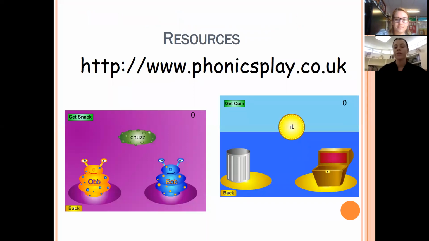There are lots of really useful phonics resources online. You can access these online and have a go at home. This is one that we use in our phonics lessons, www.phonicsplay.co.uk.